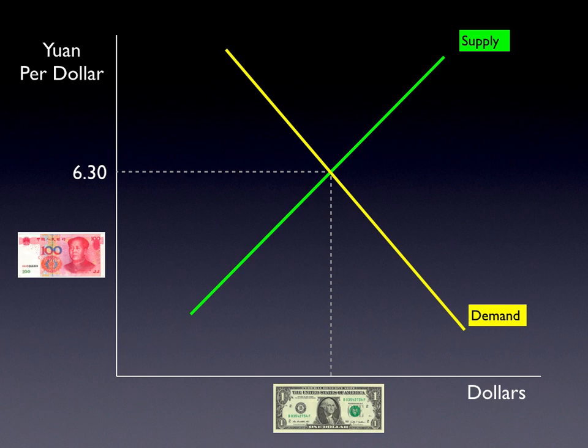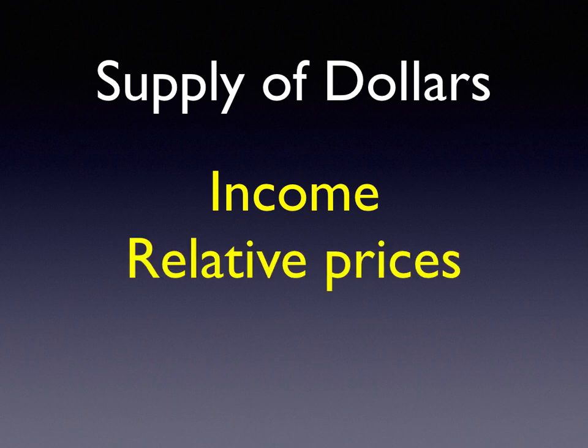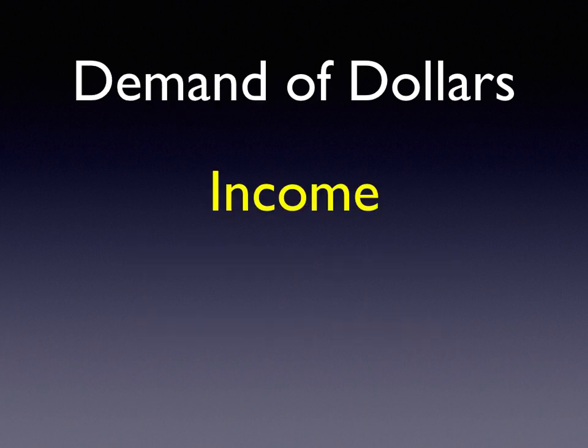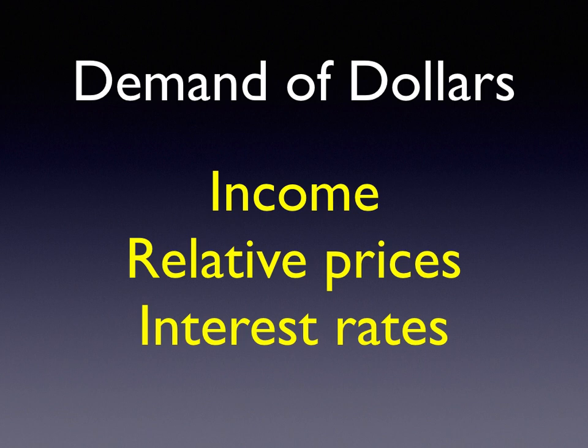Okay. All right, so let's talk about the supply of dollars. Supply of dollars is really going to be a function of income, relative prices, and interest rates. Why would someone want to sell dollars? They're interested in finding another currency, for example, that's yielding a higher interest rate. So people are striving to maximize their return or their income relative to the risk that's associated with these different currencies. Demand for dollars is kind of the same thing: the income, the relative prices, and the interest rates.